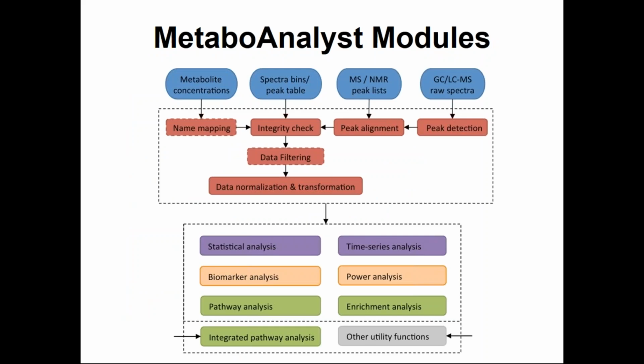Again, these are the different modules, and as I mentioned, you can take metabolite concentrations, peak lists, spectral bins, raw spectra. There are lots of tools available for checking integrity, peak alignment, peak detection, and data filtering. Of course, with metabolomics data it's always important to do some transformation, scaling, and normalization. Once all that, which is in red, has been completed, you can do the statistical analyses, power analyses, biomarker and pathway analysis.